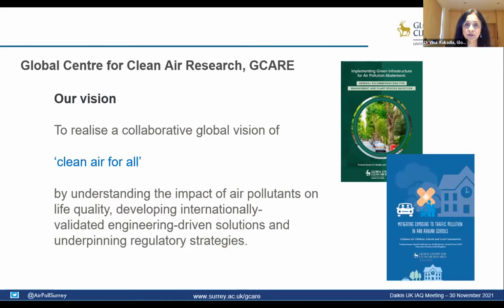So, just one slide on the work that we're doing at the Global Centre for Clean Air Research. Our vision is to realise the collaborative global vision of clean air for all, by understanding the impact of air pollutants on life quality, developing internationally validated engineering-driven solutions, and underpinning regulatory strategies. So with that, it covers a whole host of things.